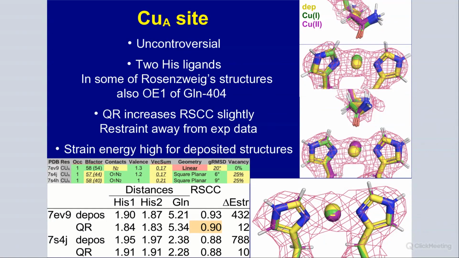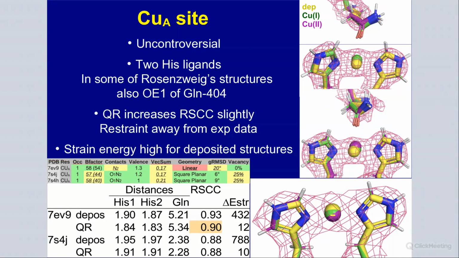I should first say that this site has either 2 histidine ligands or 2 histidine ligands and a glutamine ligand. So in the Chan structure, there are only the 2 histidine ligands. The glutamine is 5 angstrom away. And quantum refinement doesn't do much to the structure. It shortens the distances a little bit, but the strain energy goes down a lot, but also the real space correlation coefficient goes down a little bit, which is sort of expected because we are adding some extra restraints on the structure. If we do the same thing with the Rosenzweig structure, the same thing happens.